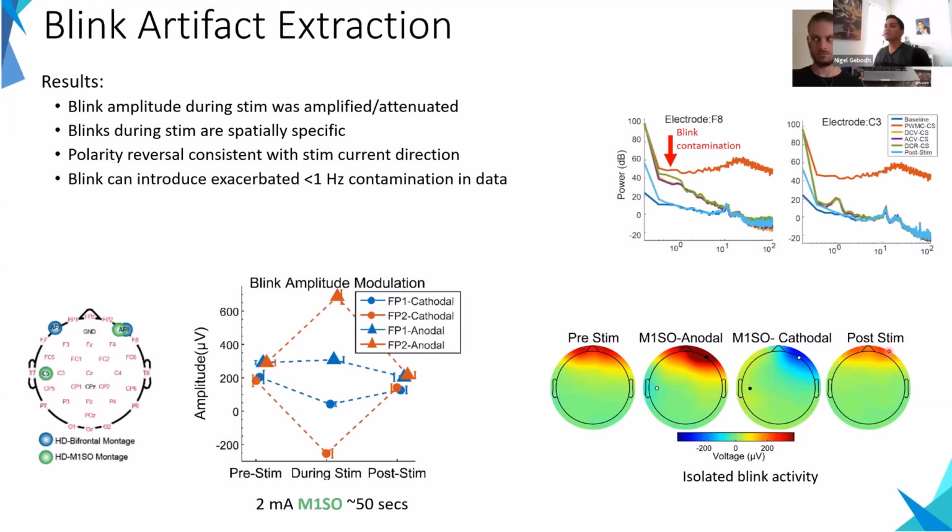And when we looked at the data in the frequency domain, what we saw was that during stimulation, there was an exacerbated component of less than 1 hertz being introduced into the data. And what we believe is blink contamination. And we can see that it was closer to the frontal electrodes, and it was closer to the frontal stimulating electrodes compared to electrodes further away from the stimulating electrodes without blinks.